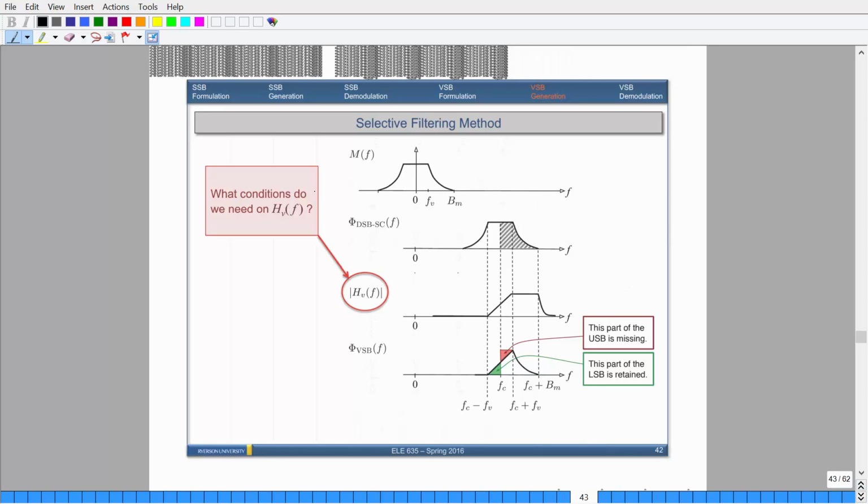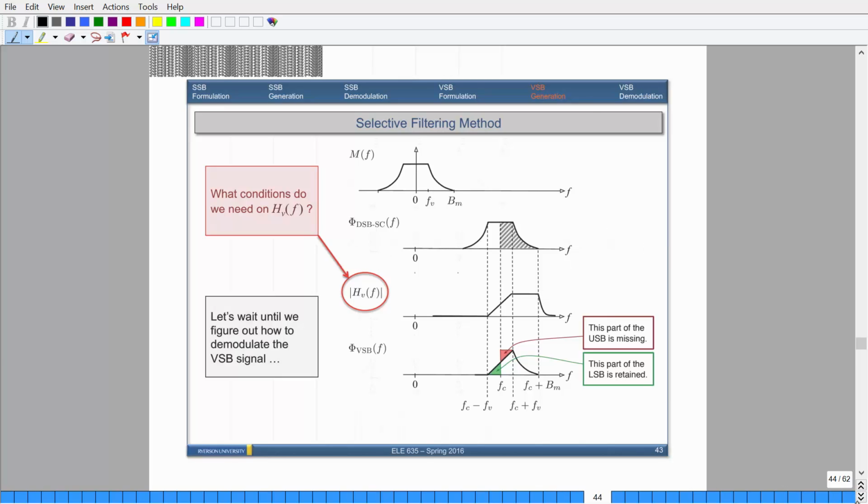So what conditions do we need on this bandpass filter in order to get vestigial sideband generation? How exactly do we design this? What is the design process? What exactly do we need to do? How do we design this bandpass filter so we actually do get a vestigial sideband modulated signal? Let's wait, and first figure out how to demodulate the signal. Once you see that, then we'll be able to figure out what exactly those conditions need to be.